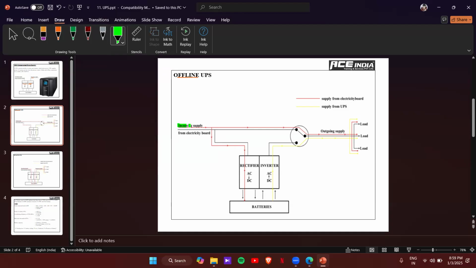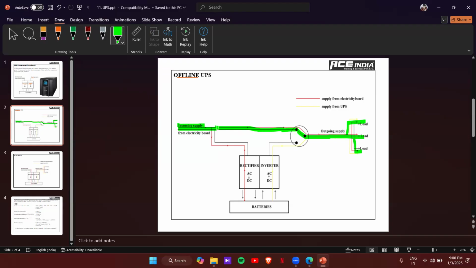So you'll be having an incoming supply. The incoming supply will be directly going to the changeover system. In this changeover system, we'll go to the load here. That's all the normal supply. So from the normal supply system or the DB side, it will be normally going to the panel and to the changeover system, then to the load.